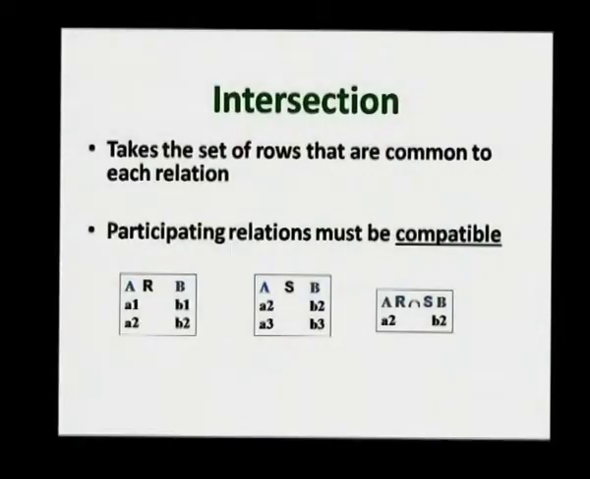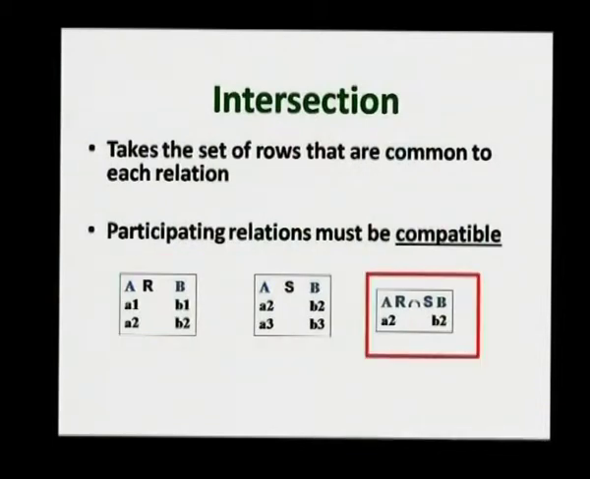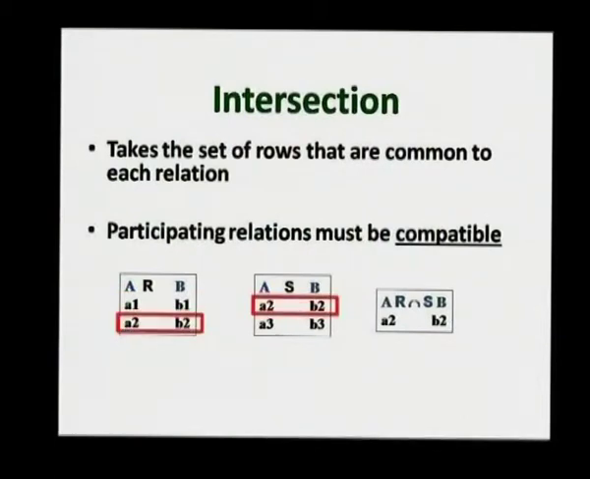Let us take a simple example of two relations, R and S, and the intersection of R and S. Here, A1 B1 is not common to both, so it does not come in the output. A2 B2 is common to R and S, so only A2 B2 is common, and that is the output. This is R intersection S. This is similar to how we understand intersection in set theory. The same thing applies, only here we are talking about a two dimensional relation or a table.